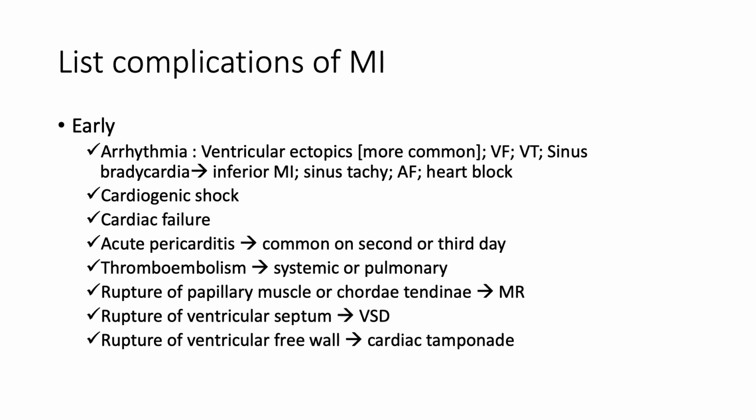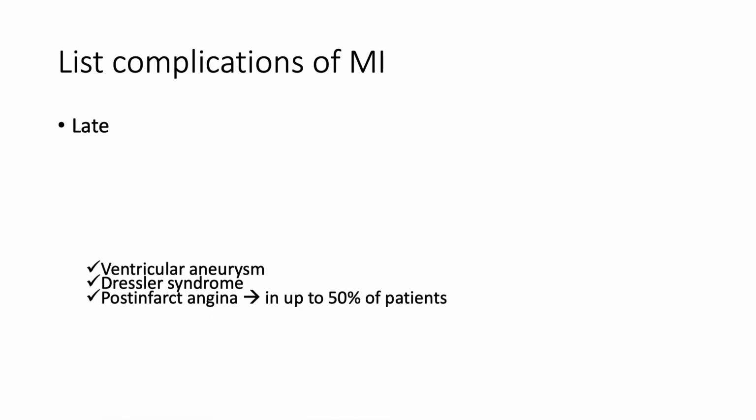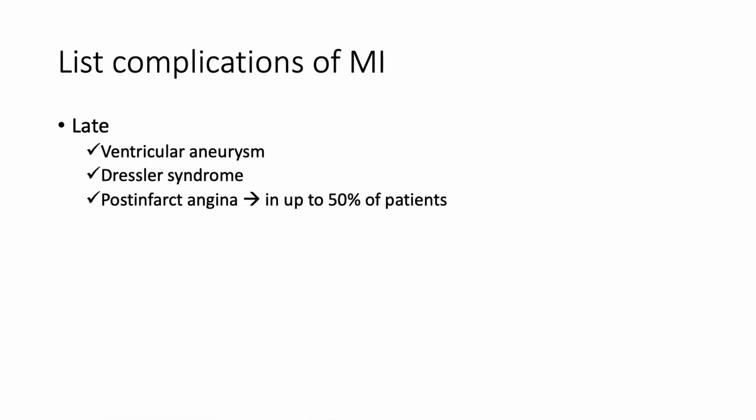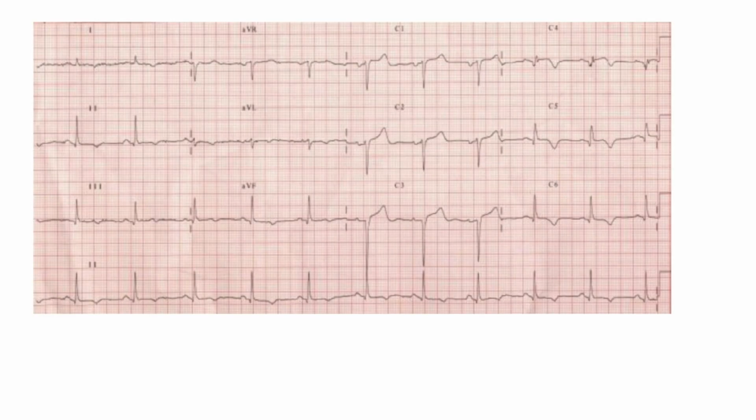Cardiogenic shock, cardiac failure, and we can split this into diastolic and systolic, left-sided, right-sided. Acute pericarditis, which is often common on the second or the third day. Thromboembolism, which can be systemic or pulmonary. You can have mitral regurgitation if you rupture those poor papillary muscles or chordae tendineae. Ventricular septal defect, if you rupture your ventricular septum. If you rupture your ventricular free wall, you end up with cardiac tamponade. Not too good. Late complications include ventricular aneurysm, the dreaded Dressler syndrome, and post-infarct angina, which is not very uncommon. It happens in up to 50% of patients.